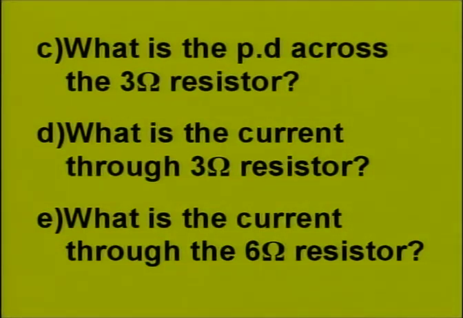Are you ready with question A? No, it will be 2A and then C. What is the PD across the 3 ohm resistor? Simply, the current is there. For PD, you use Ohm's law. No, for the 3 ohm resistor, only for the 3 ohm.